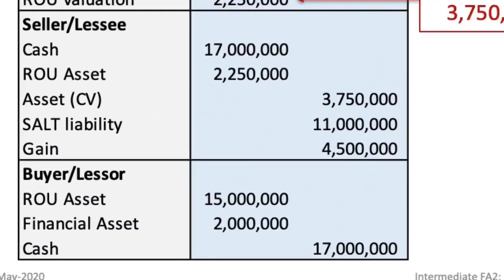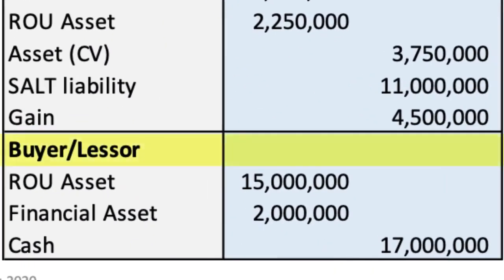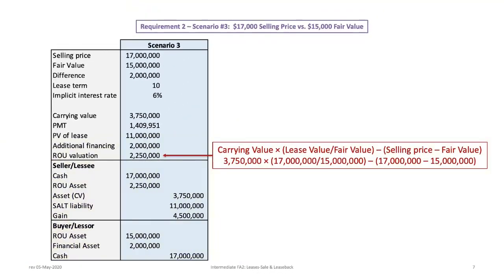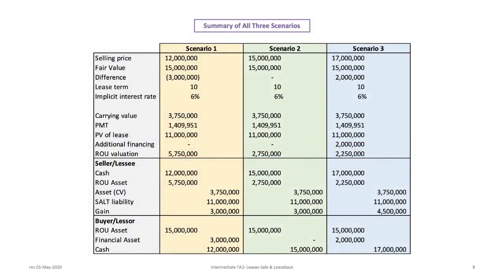Finally, we can prepare the journal entry for the lessor buyer, where we debit the ROU asset account for the $15 million fair value, credit cash for the $17 million cash paid, and debit the $2 million difference to a financial asset account. And here is a summary of all 3 scenarios presented together for comparison purposes. Make sure you review these carefully to identify the differences between each scenario.